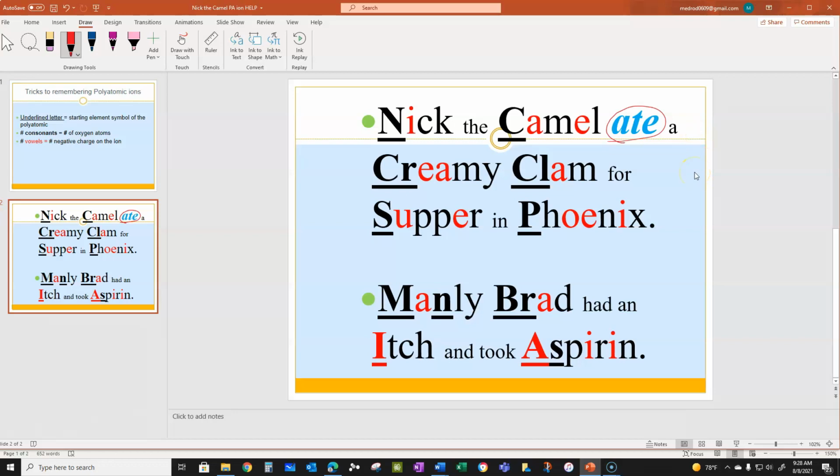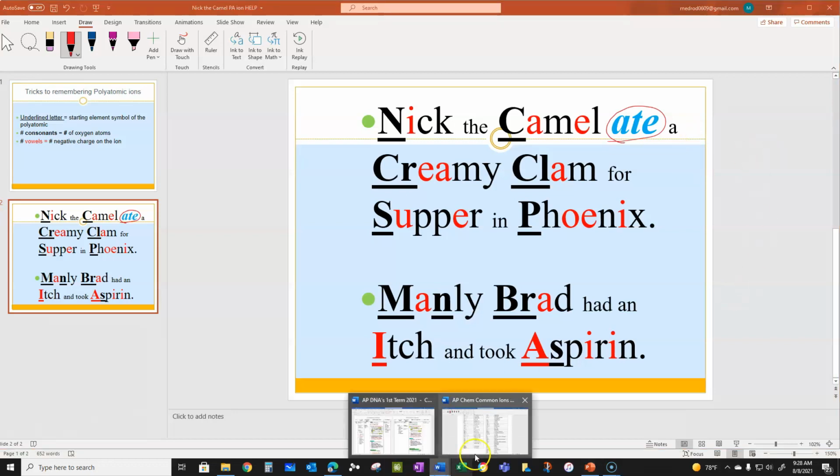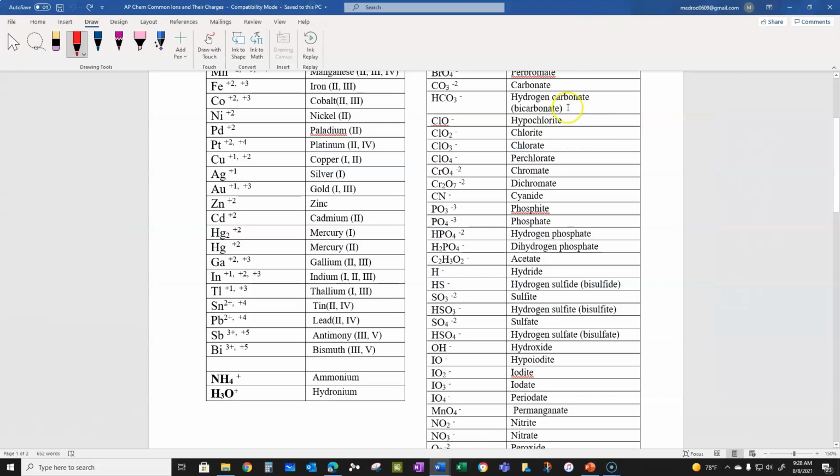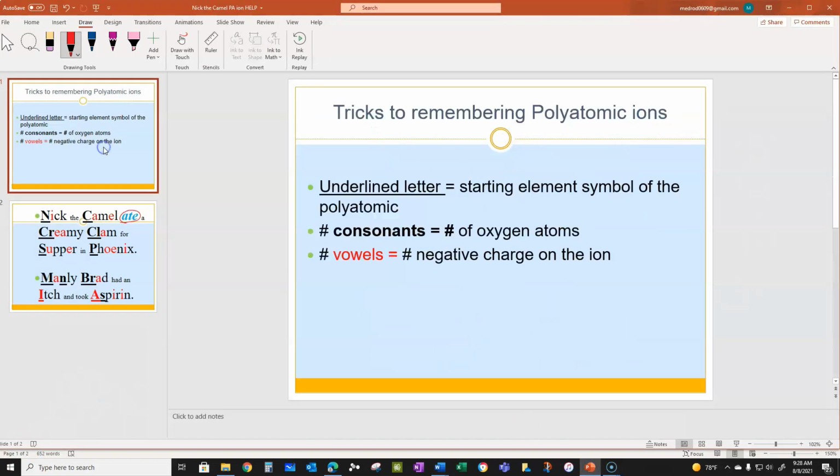Okay, so notice this list. How many polyatomics end in ATE? There's a ton of them. And then you're like, well, Rodriguez, where's the trick for the ITE ones? Because there's ITE, ATE, ATE. Okay, I'll get you those tricks. Okay, so here are the rules.